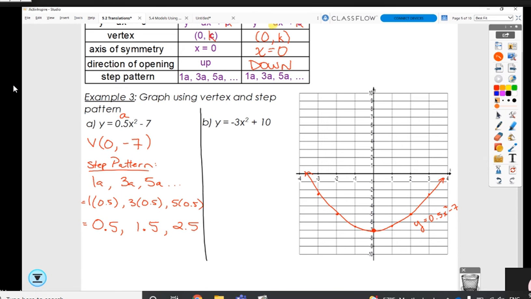Now the blue one, what's the vertex here? What is our vertex of this next one? Ooh. 0, comma, positive 10, yes. Now our step pattern. Our step pattern is 1a, 3a, 5a, dot, dot, dot. What's our a value here? Negative 3.